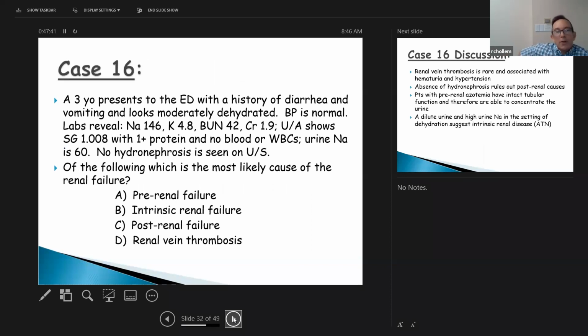I need to hurry. A 3-year-old presents to the ED with a history of diarrhea and vomiting and looks moderately dehydrated. Blood pressure is normal. Lab assessment is as you see it there, BUN 42, creatinine 1.9, sodium is up to 146. UA shows a specific gravity of 1.008 with 1+ protein, no blood or white cells. The urine sodium is 60. No hydronephrosis is seen on ultrasound. Of the following, which is the most likely cause of this child's renal failure? A, pre-renal, B, intrinsic renal, C, post-renal, and D, renal vein thrombosis.